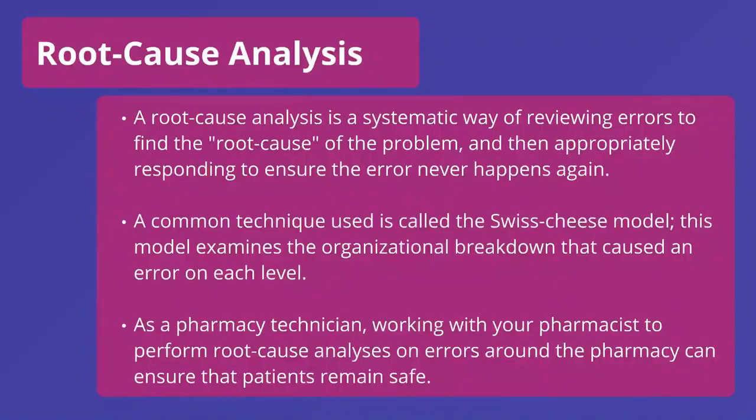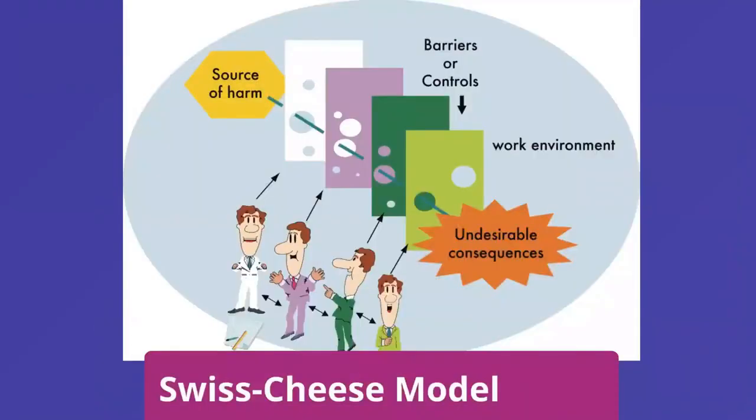A lot of times when a near-miss event happens, or an error in the pharmacy happens in general, you'll complete a root cause analysis. So a root cause analysis is a systemic way of reviewing errors to find the root cause of the problem and then appropriately responding to ensure that the error never happens again. A common technique used is called the Swiss cheese model. This model examines the organizational breakdown that caused an error on each level. As a pharmacy technician, working with your pharmacist to perform root cause analyses on errors around the pharmacy can ensure that patients remain safe.